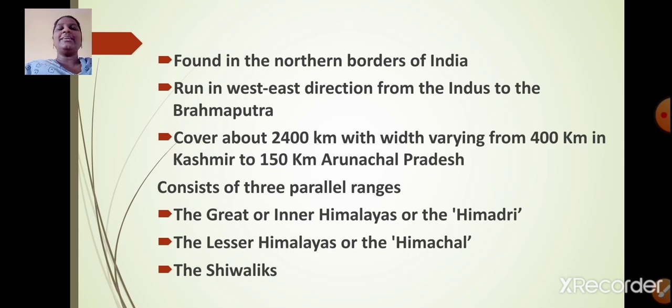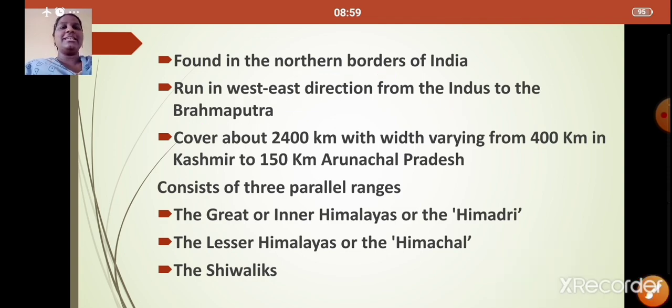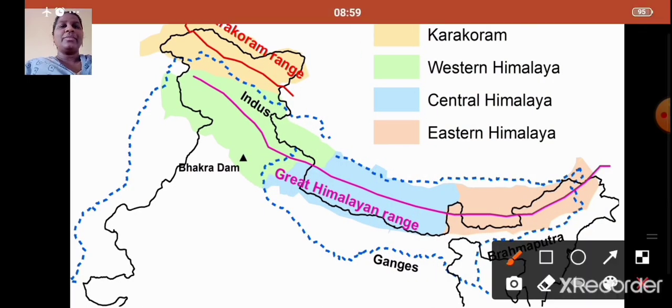Himalayas are found in the northern borders of India. So you need to remember this, students. These mountain ranges run in a west to east direction from the Indus to the Brahmaputra. Here in this map you can see Himalayan ranges run from west to east from river Indus to Brahmaputra.